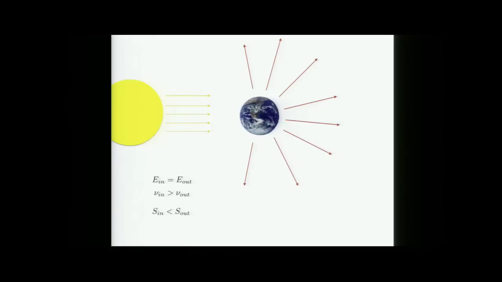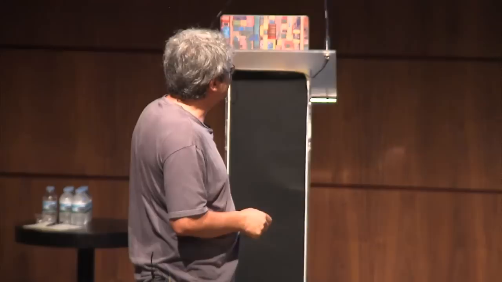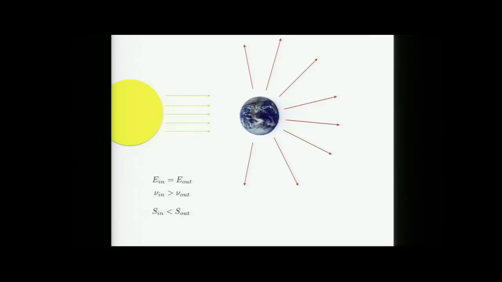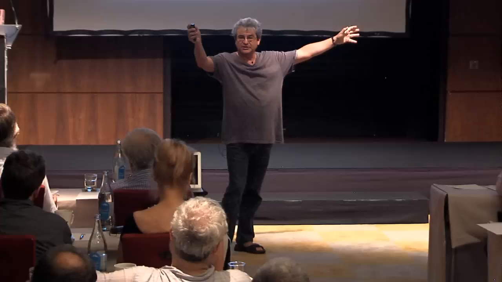Then, of course, I'm giving a macroscopic description of this, which is the one we usually do all the time. And the energy that comes in and the energy that goes out are equal because more or less the temperature is stable. Actually, we hope it remains stable. But the frequency is much higher in the light that comes than the light that goes out, right? And this implies a much higher entropy here than there, because essentially you count the number of photons. One high-frequency photon corresponds to many low-frequency photons. So you have much more entropy here with respect to this coarse graining.